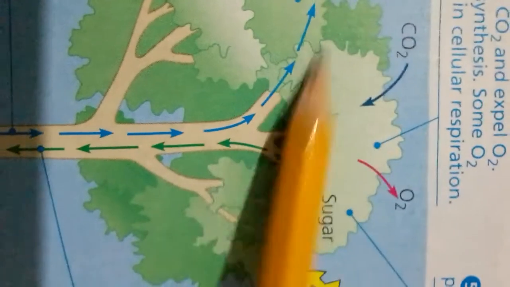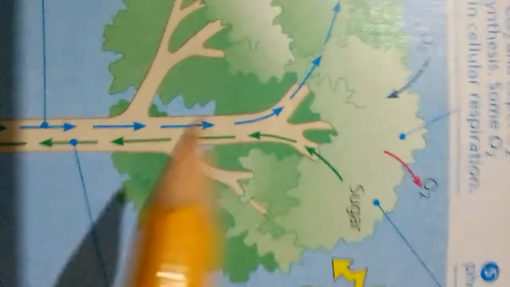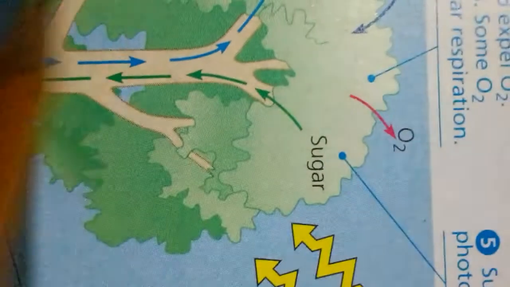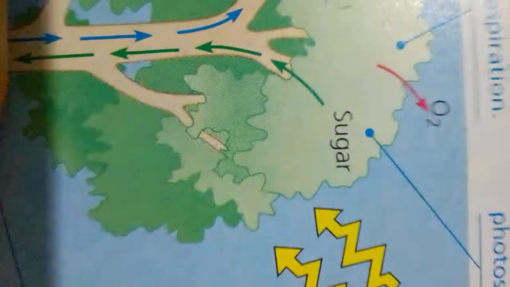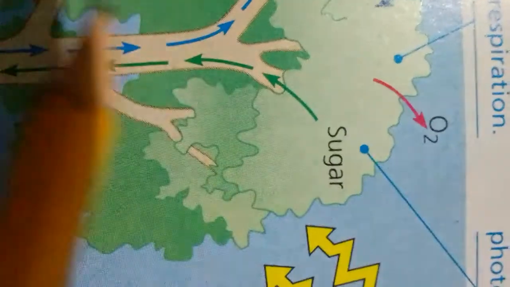3. Transpiration, the loss of water from leaves mostly through stomata, creates a force within leaves that pulls xylem sap upward. 4. Through stomata, leaves take in CO2 and expel O2. The CO2 provides carbon for photosynthesis. Some O2 produced by photosynthesis is used in cellular respiration.